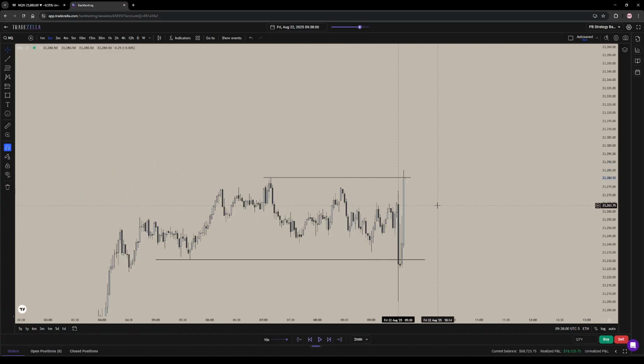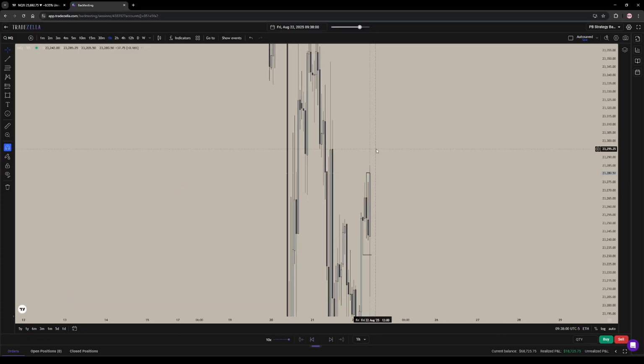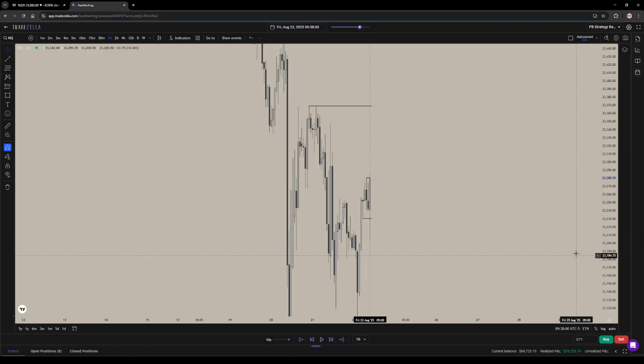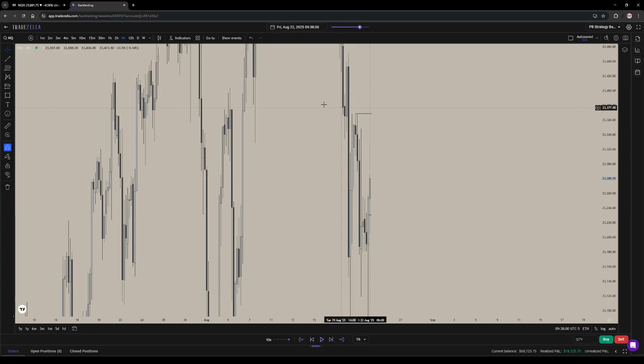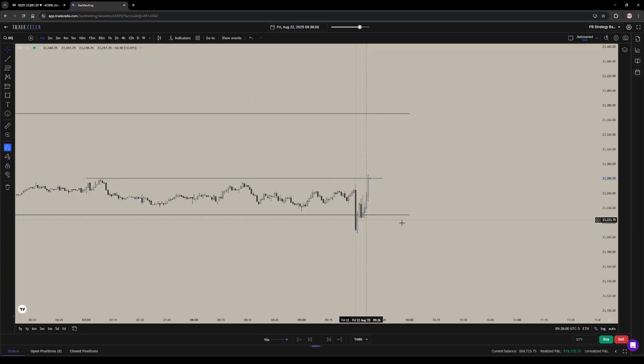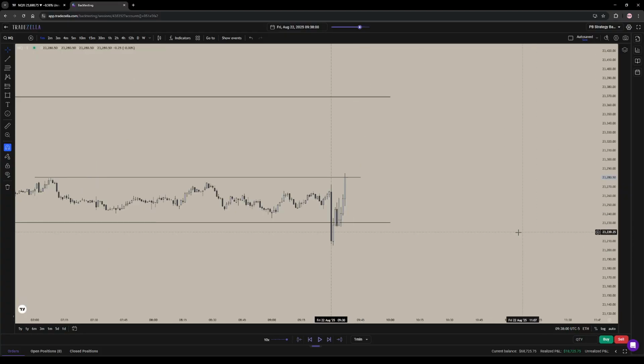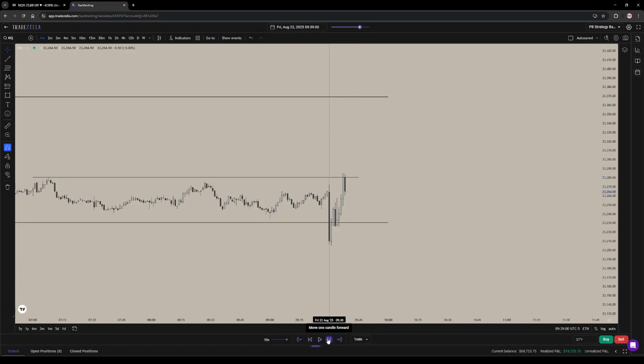Taking out that high in one sweep. Still bullish. There's no high time frame support for shorts here at all, and we've still got a nice DOL above. I'm not really concerned about this right now, but need to wait and see what happens.